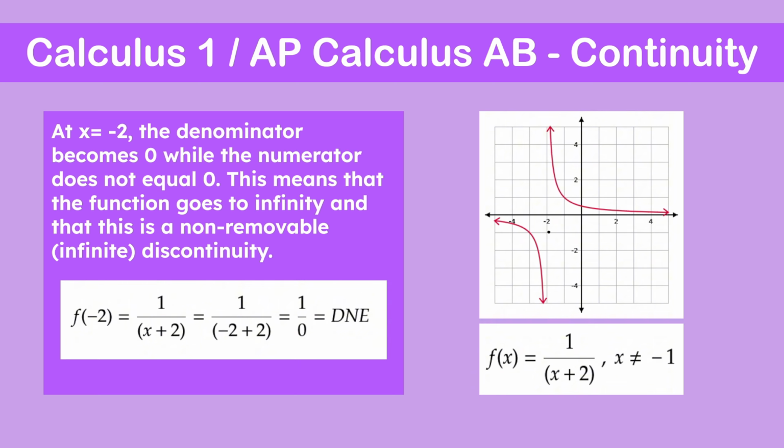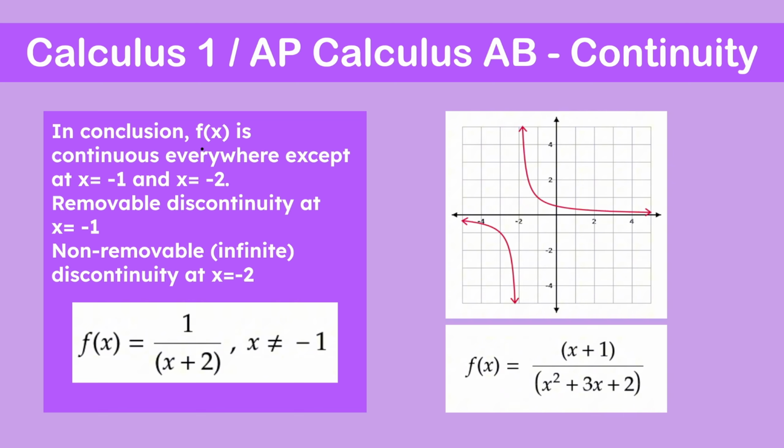You can see there's a gap in the function, which means that there's likely an infinite discontinuity, and all infinite discontinuities are non-removable. As you can see here, at x equals -2, the denominator becomes 0, while the numerator does not equal 0. This means that the function goes to infinity, and that this is a non-removable infinite discontinuity. If we plug in -2 for f of x, we get 1 over (x + 2), which is equal to 1 over (-2 + 2), and that's equal to 1 over 0, which does not exist.